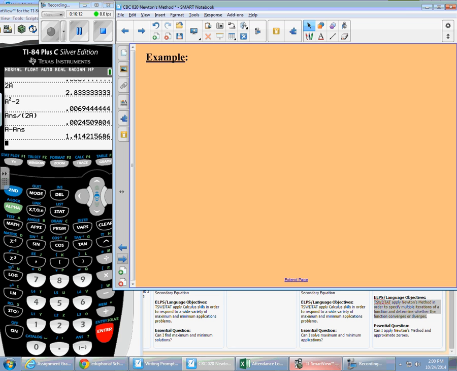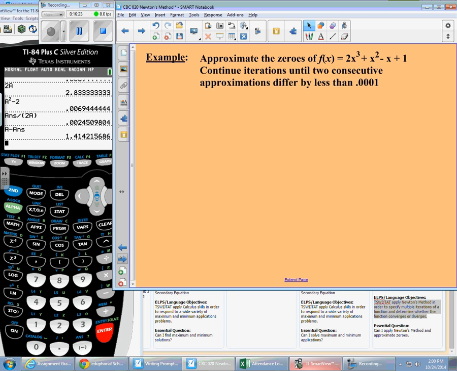Okay, so let's look at another one real quick. Approximate the zeros of f of x equals 2x cubed plus x squared minus x plus 1. Continue iterations until 2 consecutive approximations differ by less than 1/10,000th. These are manufacturing type specifications where you need percentage error to be within certain tolerance levels. Newton's method can actually provide us with that information about where is an acceptable amount of error and where is not.